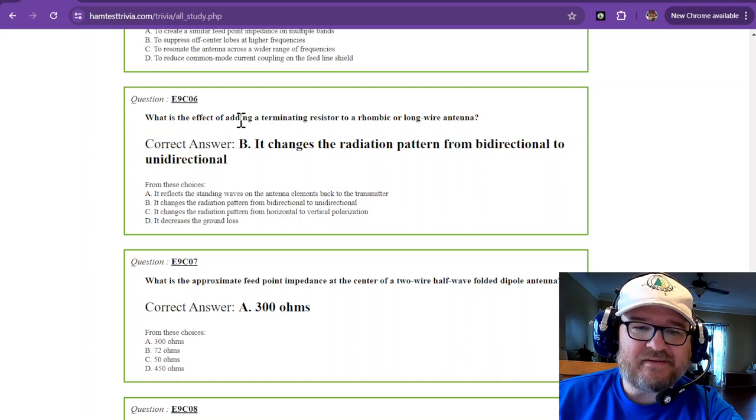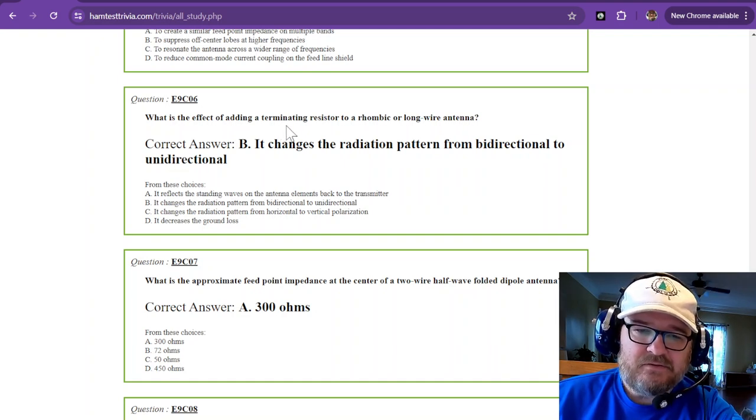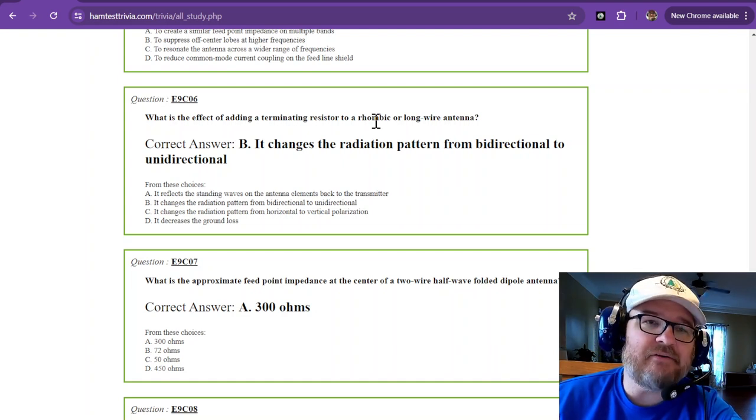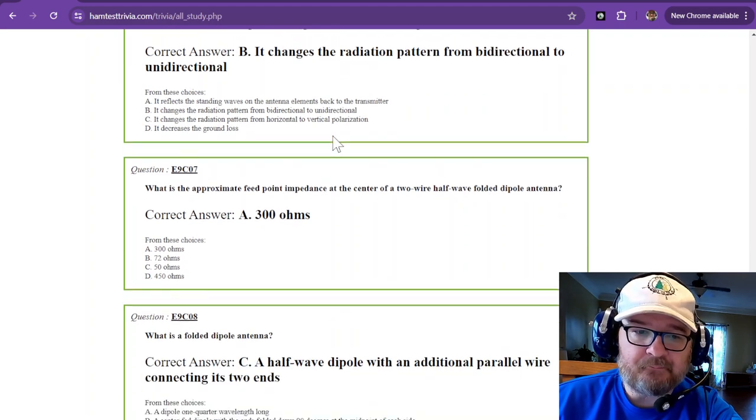What is the effect of adding a terminating resistor to a rhombic or long wire antenna? It changes the radiation pattern from bidirectional to unidirectional. You can do a little search on some rhombic antennas and see all kinds of cool stuff. And if you've got enough room in your yard, you can make one.